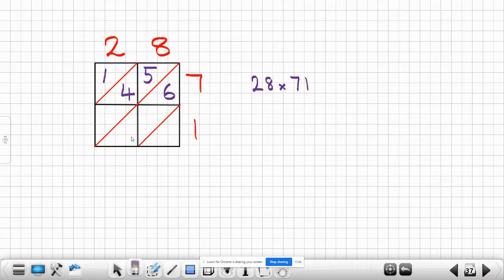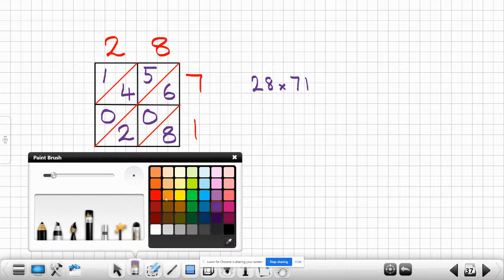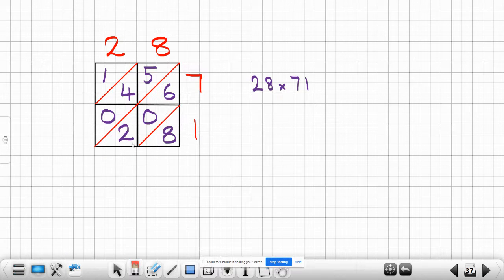Okay, I think we've got some easier sums to deal with here. 2 times 1 is 2. So remember, when you put a 0 at the top, saying no tens, and 2 at the bottom. And then finally, 8 times 1 in this box, which is 8. So again, 0 tens, 8 units, and we're done. Let's change colour and go for the answer.